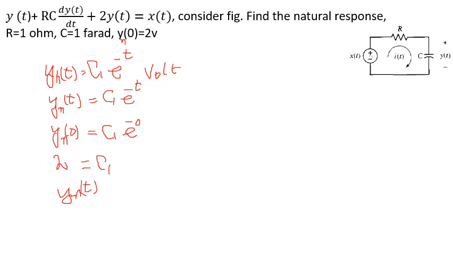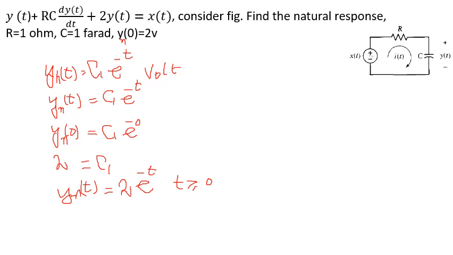I hope you will not get confused with the n for the discrete time case, right? Here it's just a subscript. So we find that the natural response is 2 e power minus t for those given conditions, right? And this is for t equal to or greater than 0. So this is the natural response.